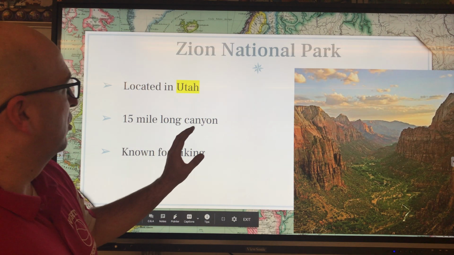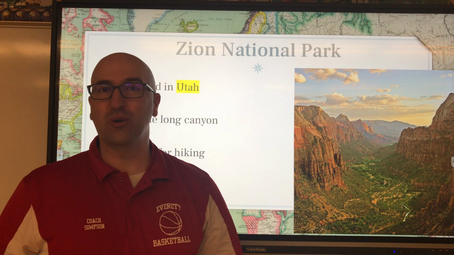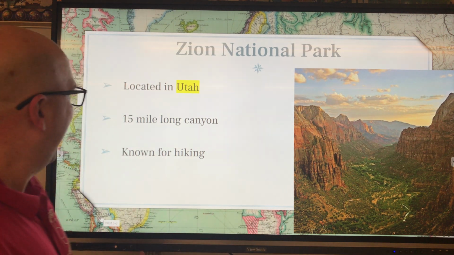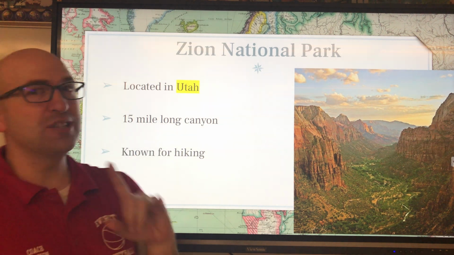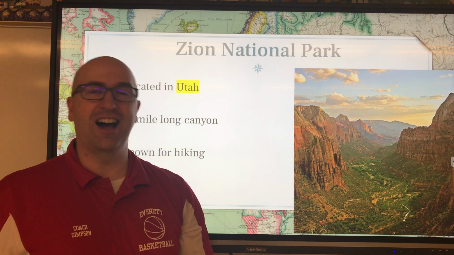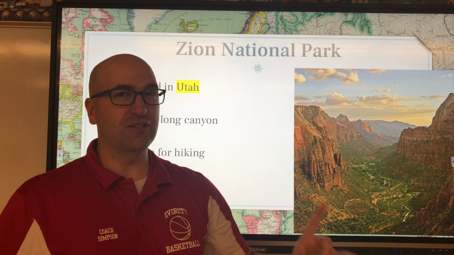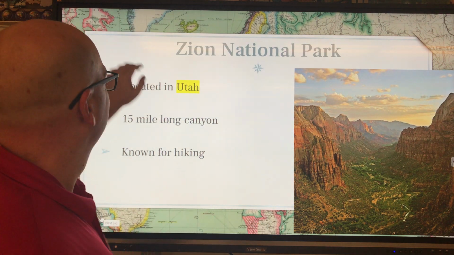And then our last one is Zion National Park. This one's also located in Utah, and it's known for its rock features as well. A big canyon known for hiking. And it has probably one of the scariest hikes that you could do in the United States, maybe even the world. I haven't got to it yet, but it is on the Simpson list to do.